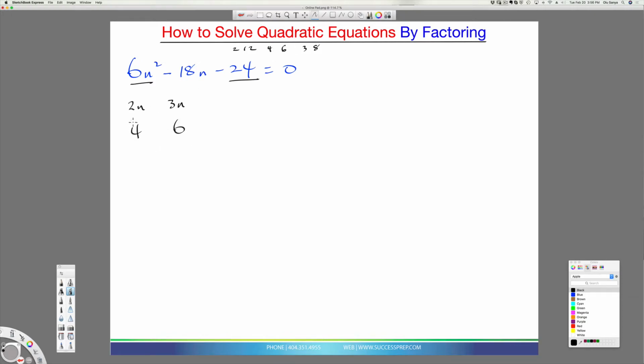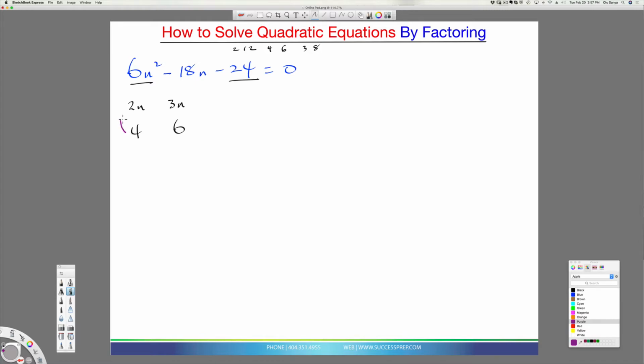What do I mean by I'm trying 4 and 6? What I'm trying to do, folks, is I've broken up the 6n squared into 2n, 3n, and the 24 into 4, 6. I'm trying to get 18. I'm going to create 18 from this combination. The two things you want to use here are either the side multiplication or crisscross multiplication. What do I mean by that?